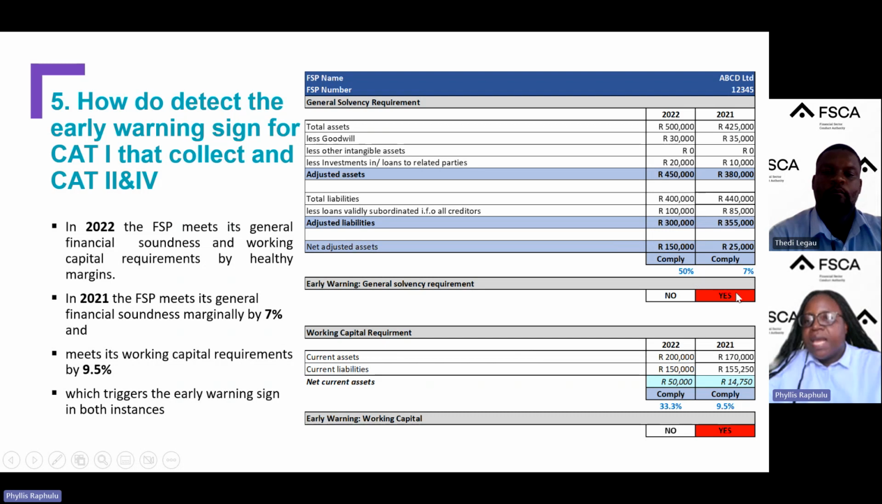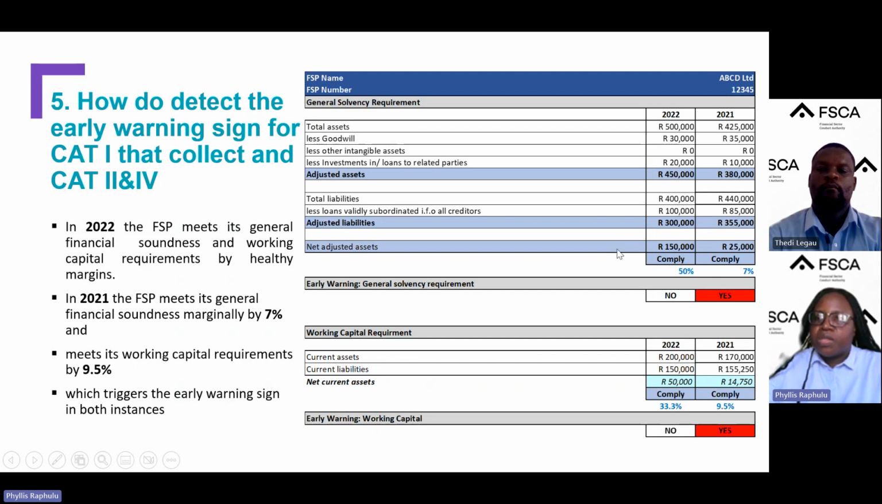liabilities by 7%. And then in the working capital below, in 2021, the early warning requirement was triggered because the current assets exceeded current liabilities by 9.5%, while it was supposed to be more than 10%. So in this instance, in the year 2021, the FSP has to notify the authority that the early warning requirement has been triggered. And I'll take you through what has to be submitted together with the notification.